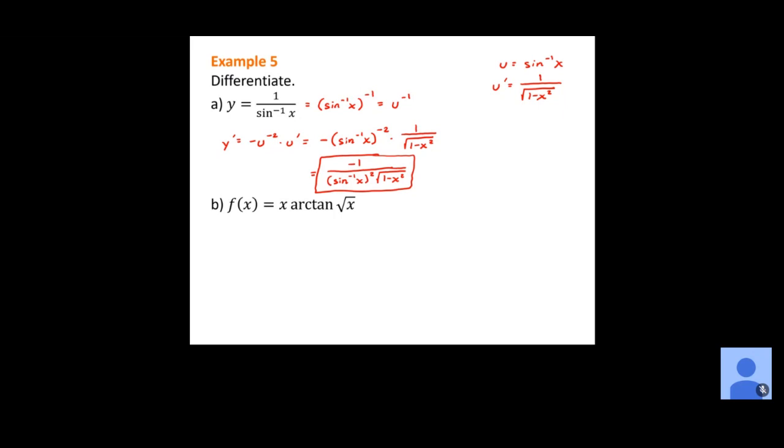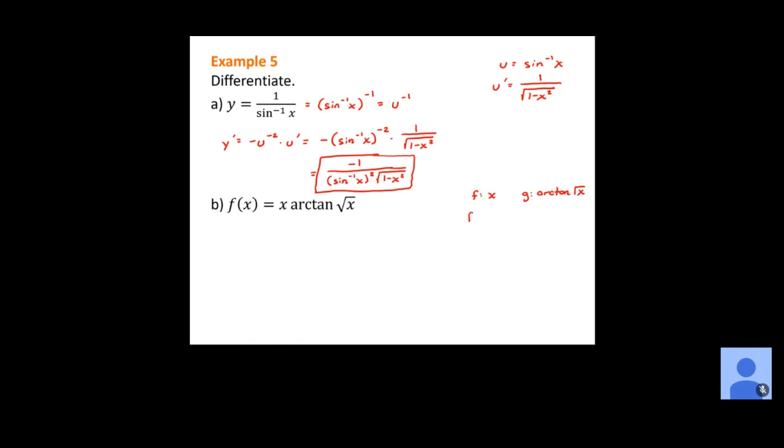All right, now what are we going to have to use for part B? What rule? Or rules? Okay, good. It is a product rule overall, right? And within that product rule, there is going to be a chain rule because of the square root of x that we have inside the arctan. So first step, let's go ahead and figure out what f and g are going to be. So we have f is just the x. G is going to be the arctangent of the square root of x.